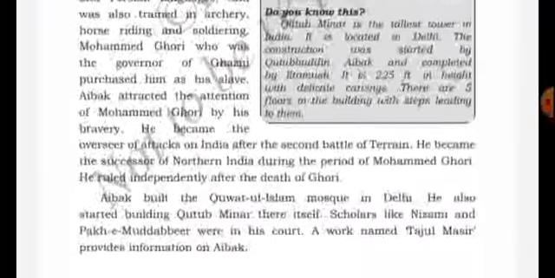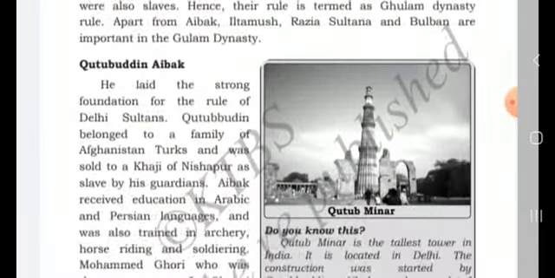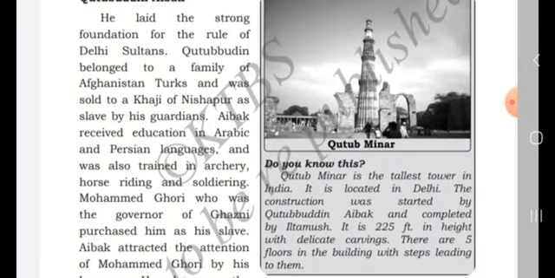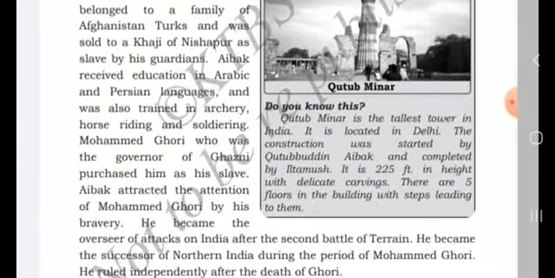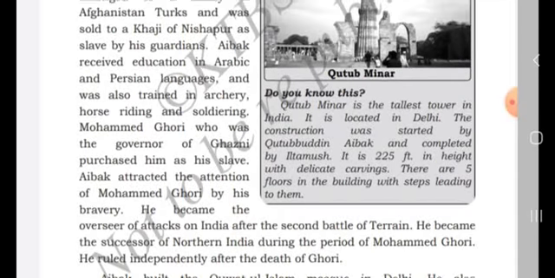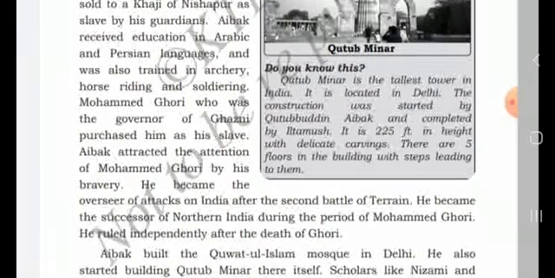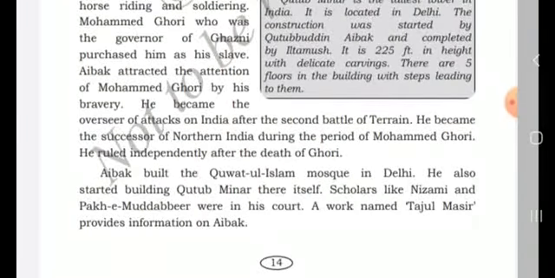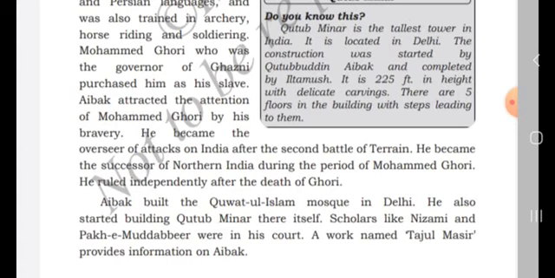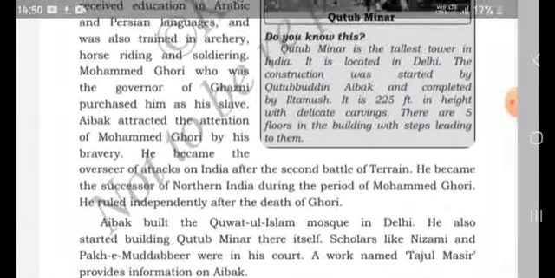Let us know some information about Qutbuddin Aibak. He laid the strong foundation for the rule of the Delhi Sultans. Qutbuddin Aibak belonged to a family of Afghan Turks and was sold to the Qazi of Nishapur as a slave by his guardians, and Aibak received education in Arabic and Persian. The governor of Ghazni purchased him as a slave, and Aibak attracted the attention of Muhammad Ghori by his service. Aibak built the Quwat-ul-Islam mosque in Delhi, and also started building the Qutub Minar there. Scholars like Nizami and Mudawir were in his court, and a work named Taj-ul-Masir provided information on Qutbuddin Aibak.